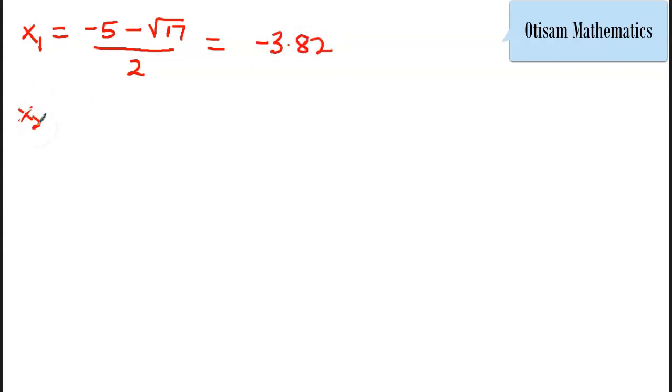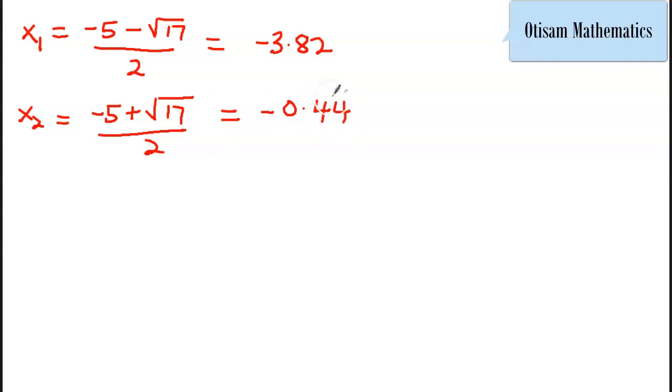So x2 will be, we take the other sign, minus 5 plus root 17 over 2. And when you compute it, you get minus 0.44. That is to 2 decimal places. There are times that you may be asked to correct your answer or leave your answer to a particular decimal place, then you have to do so. We were not told, that's why I've left it in 2 decimal places.